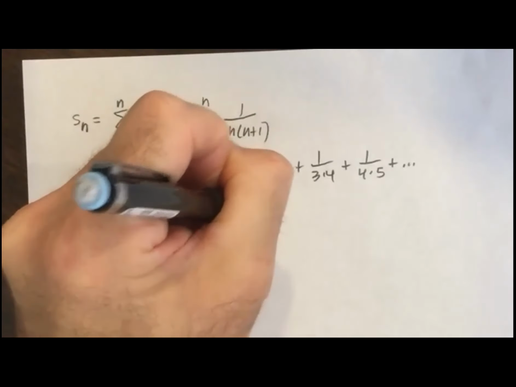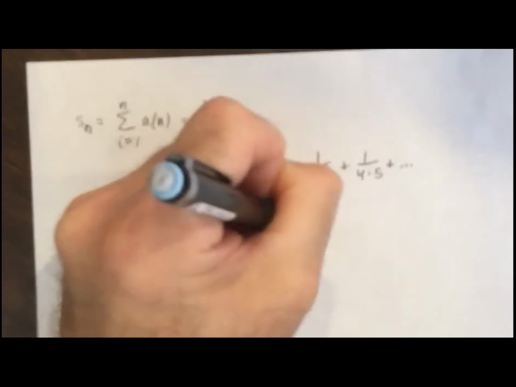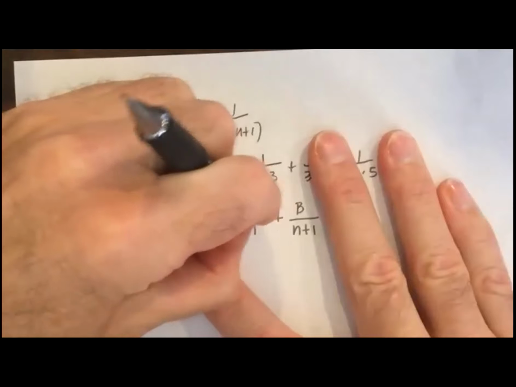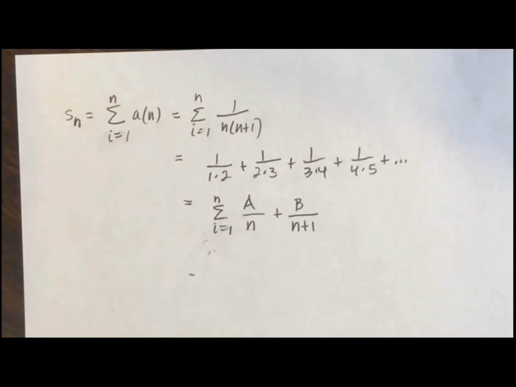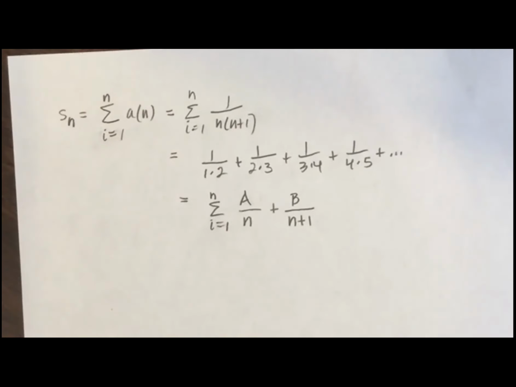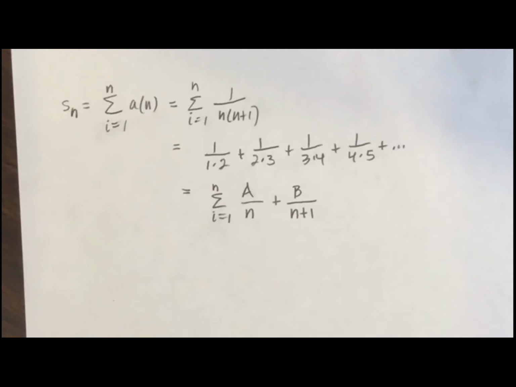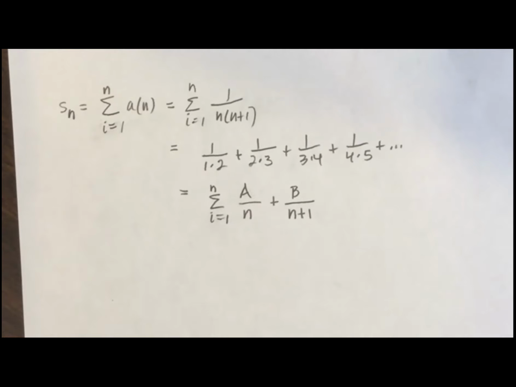I want something over n, and then I want something over n plus 1. Can I break it up into two pieces? Can I split my denominator up? Can I decompose it? Sounds like partial fraction decomposition to me. Good thing we know how to do that. All right, so I have to find an A and a B that make this true. So how do we do it?